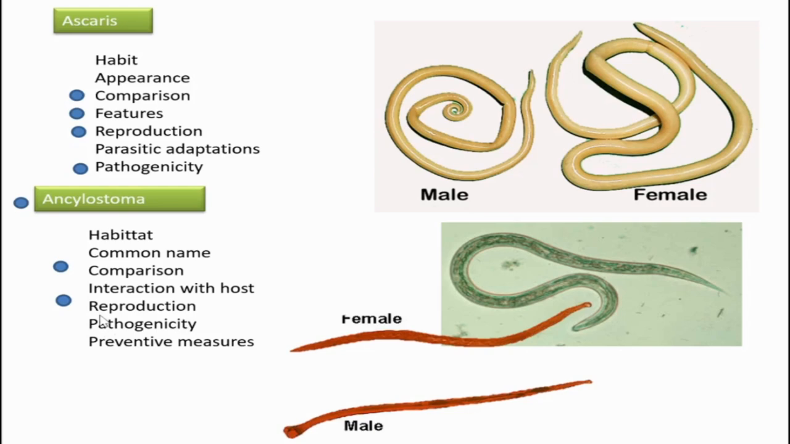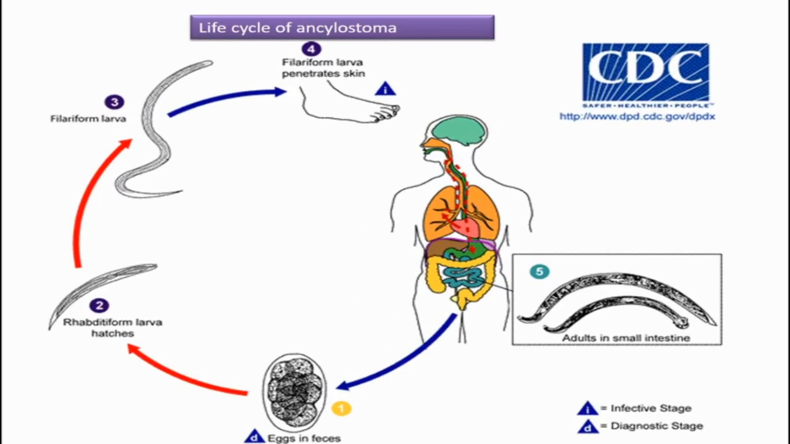Then regarding its reproduction. Using the bursa, the male transfers the sperms into the vulva of the female. V-U-L-V-A, vulva of the female. Okay. And that exchange, everything happens in the host's intestine. And the fertilized eggs pass out of the host body through fecal matter. Okay. Then what happens? That egg hatches to form again, here also, a rhabditiform larva in the soil.